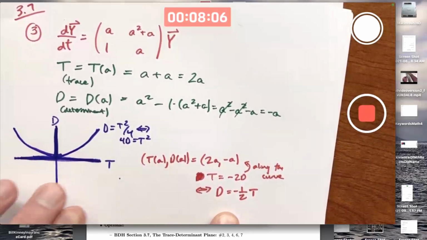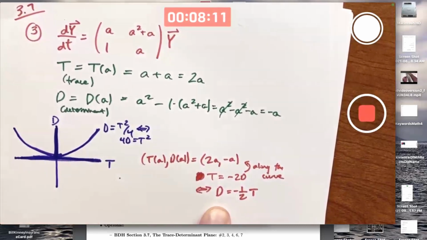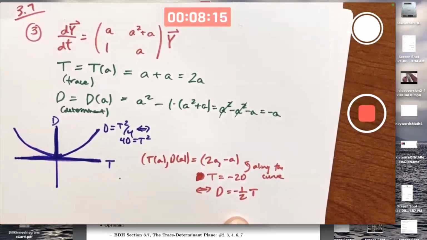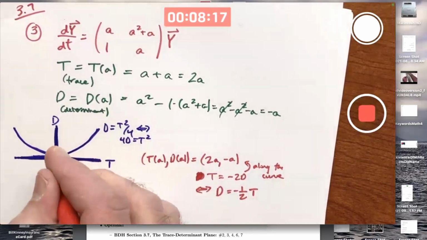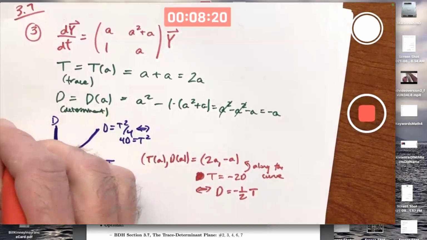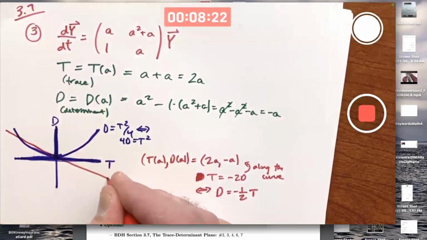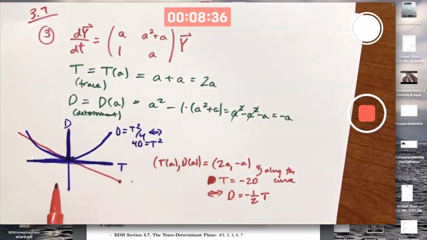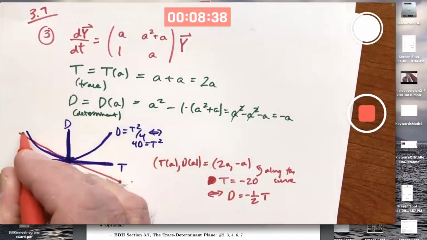Right, in this plane, the TD plane, D is acting like the Y, T is acting like the X. It's like Y equals negative 1/2 X, a line with a slope of negative 1/2 to the origin. So it looks like this if you don't make an arrow on it. But then you should draw an arrow indicating the direction along the curve you should move as A increases. And just think about it. As A increases, since T is 2A, T increases, so it's got to be moving to the right.